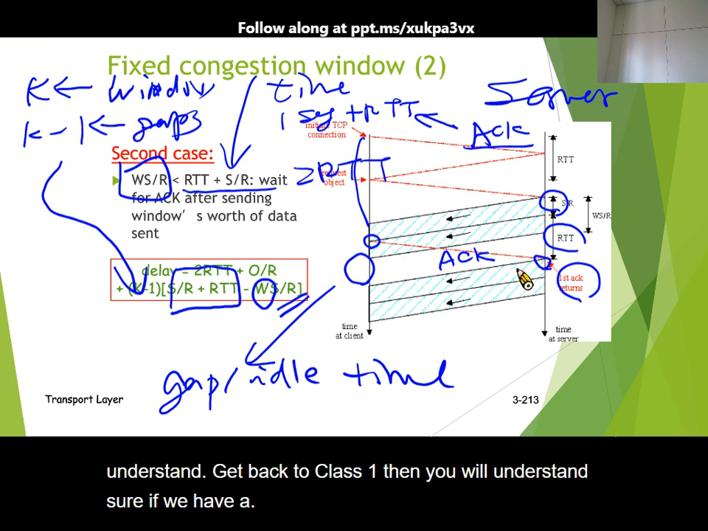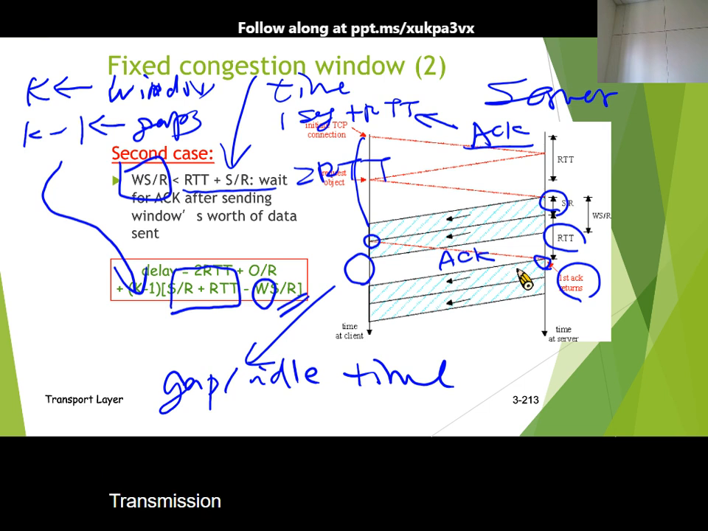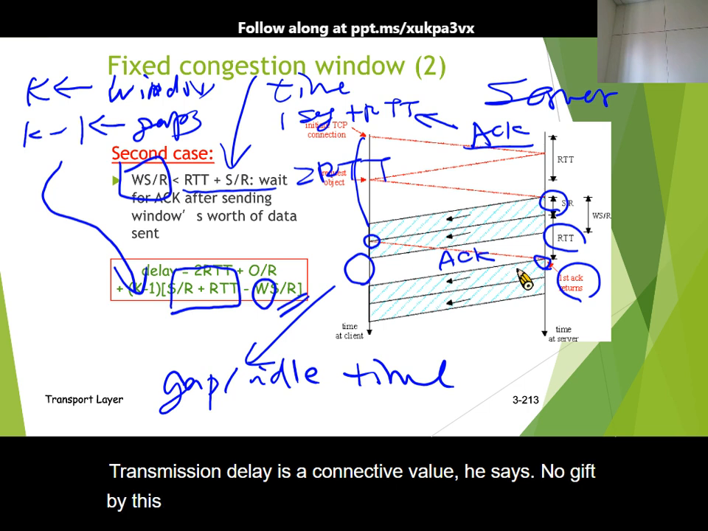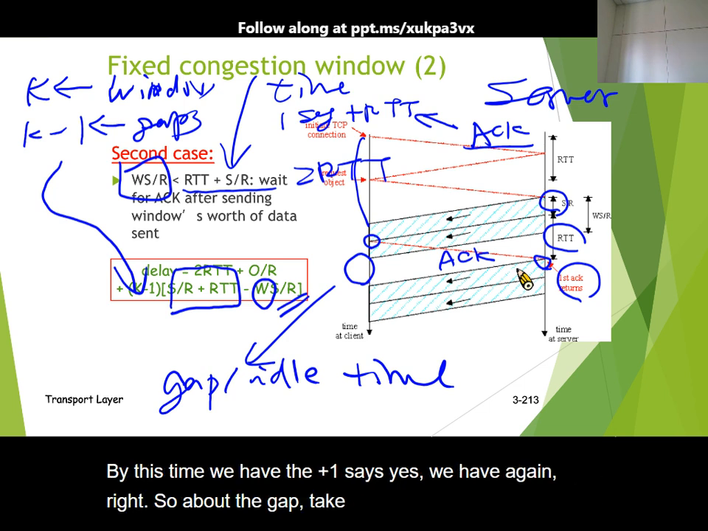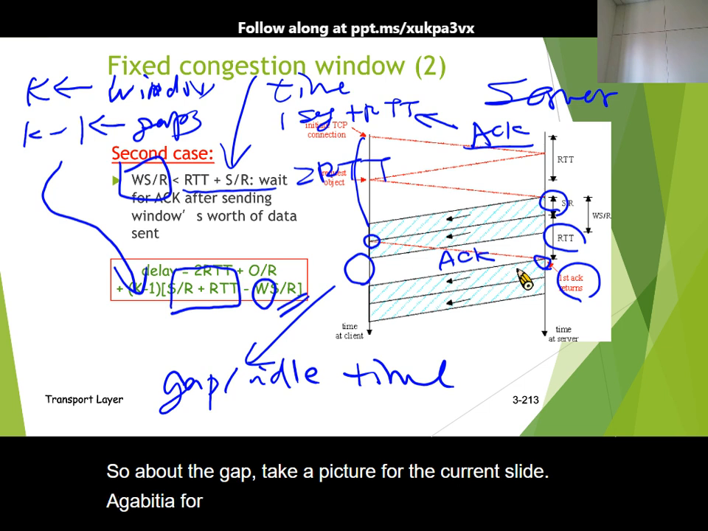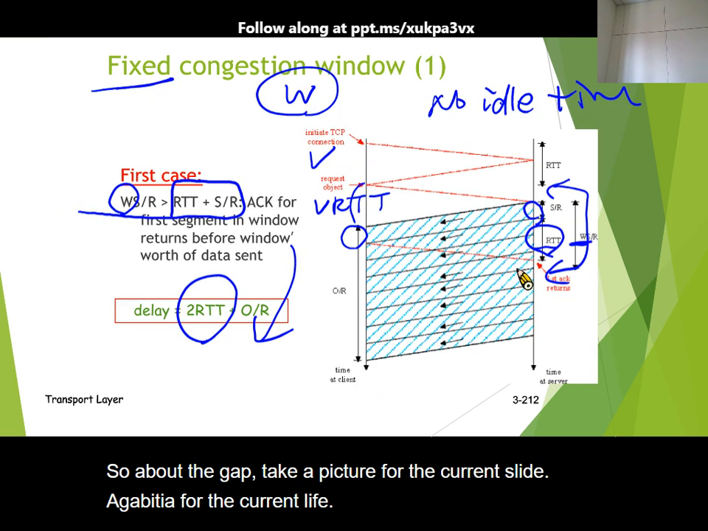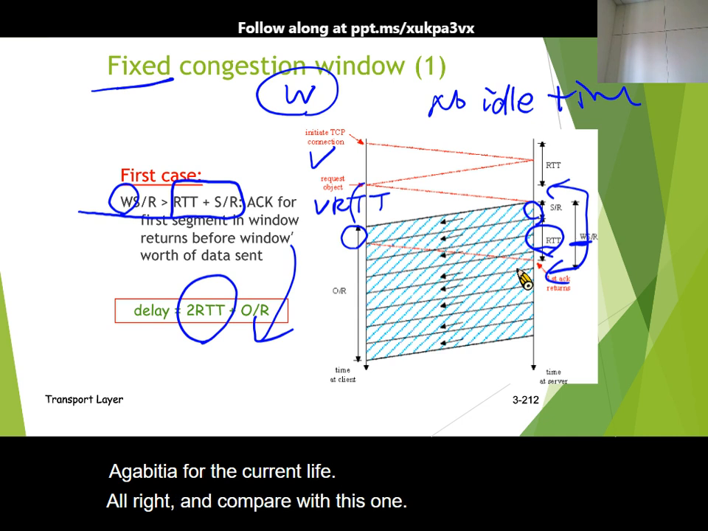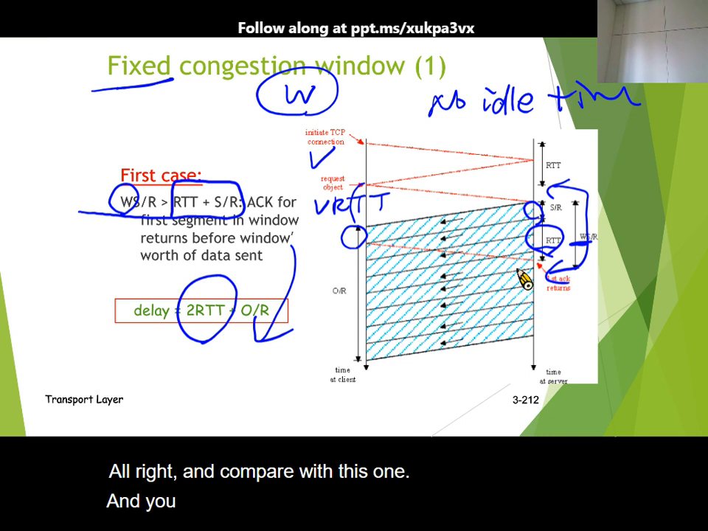Sure, if we have transmission delay plus RTT minus this one, it's a negative value, it says no gap. But this time we have a positive one, it says yes, we have a gap. Right? So about the gap, take a picture for the current slide, and compare with this one. Then you will totally understand this one, no gap. But the first one, we have a gap.